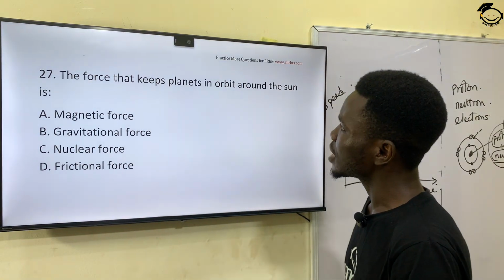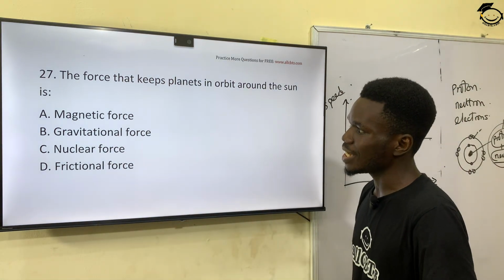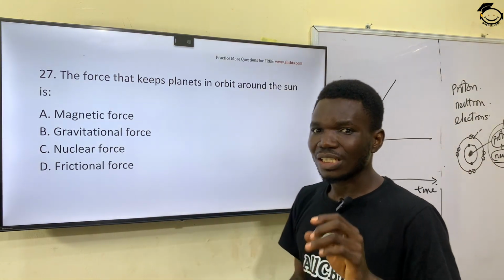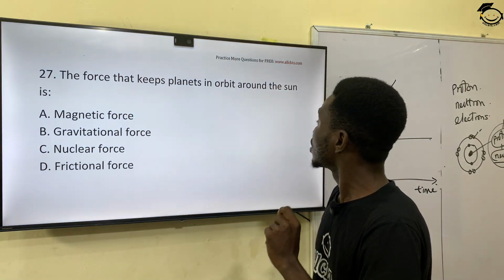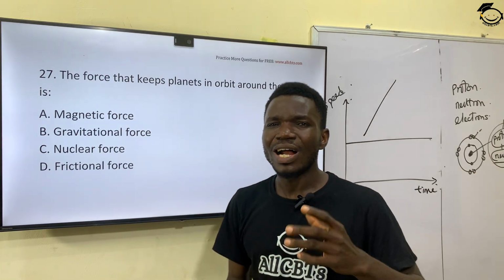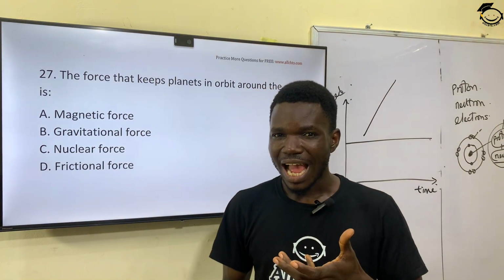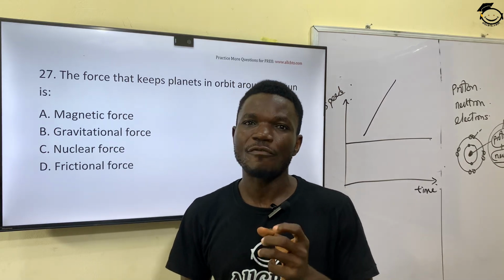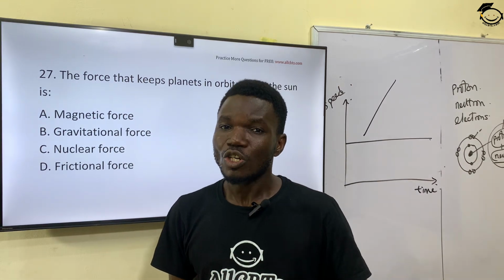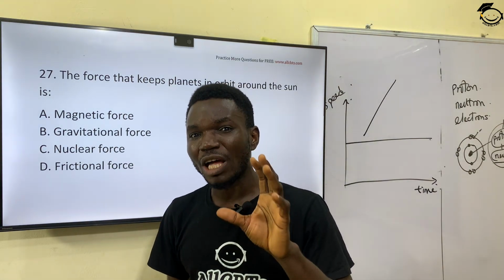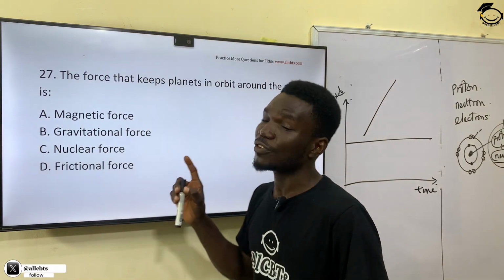The question says, the force that keeps planets in orbit around the sun is called dash. Now, around the sun, all planets are moving in elliptical orbits that are held together by gravity, according to their what? Centripetal force. So the centripetal force there is the centripetal force of gravity. So the correct answer to this question is gravitational force.